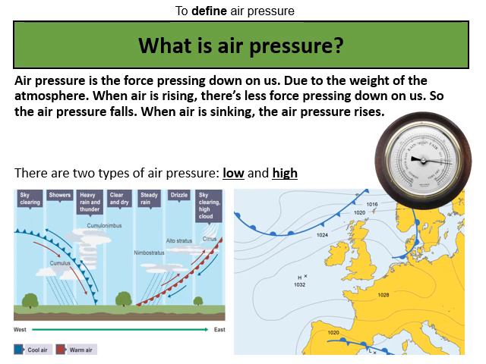So, although we can't feel it, all the air around us is pressing down on us and giving us air pressure. And changes in the air pressure bring about changes in the weather. So low air pressure brings with it very wet weather, and high pressure brings with it very dry weather.